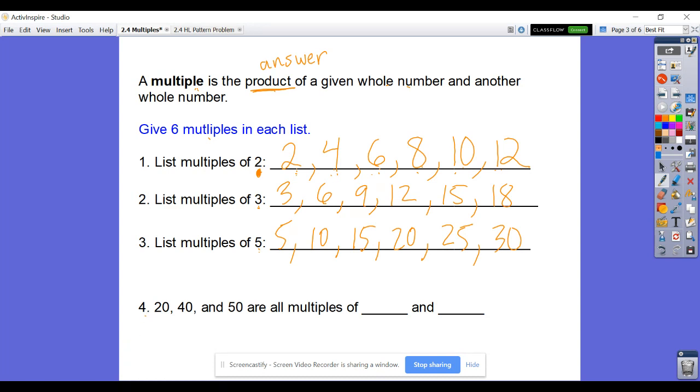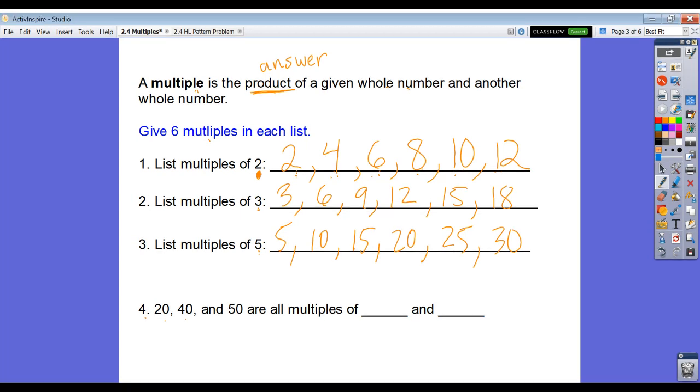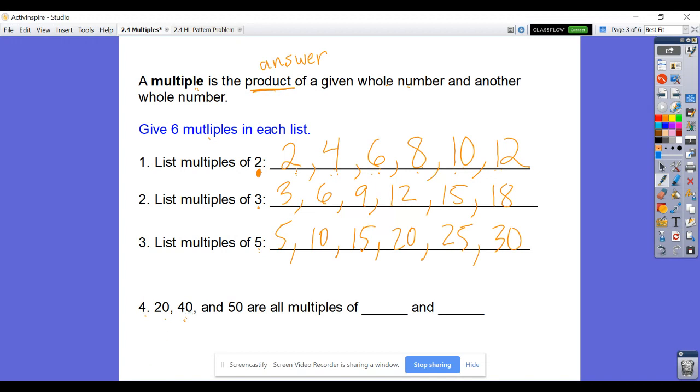So let's now look at this next question. Question number 4 says 20, 40, and 50 are all multiples of blank and blank. Well, before we go answer this, you might know it already, but I want to just start looking at some patterns in the lists we found. For instance, whenever we found a multiple of 5, do you notice any pattern? I noticed that in my ones place, I always have a 5 or a 0, right? No matter what. That's true for a multiple of 5.